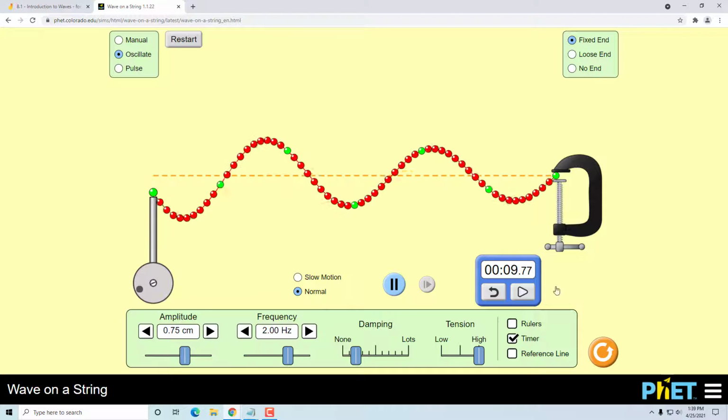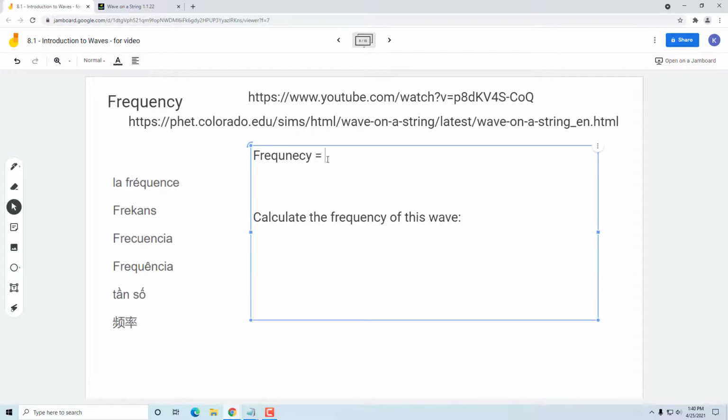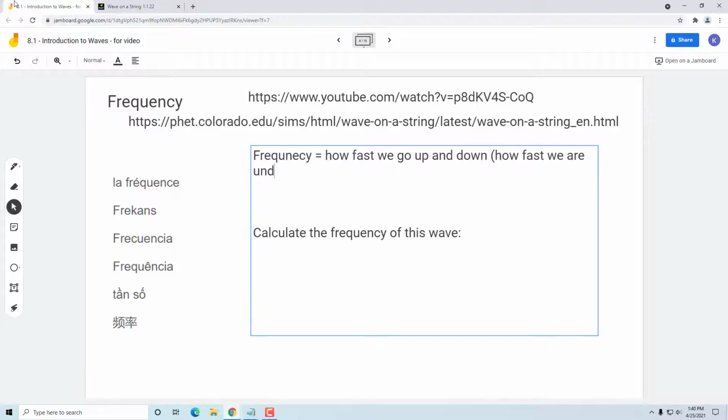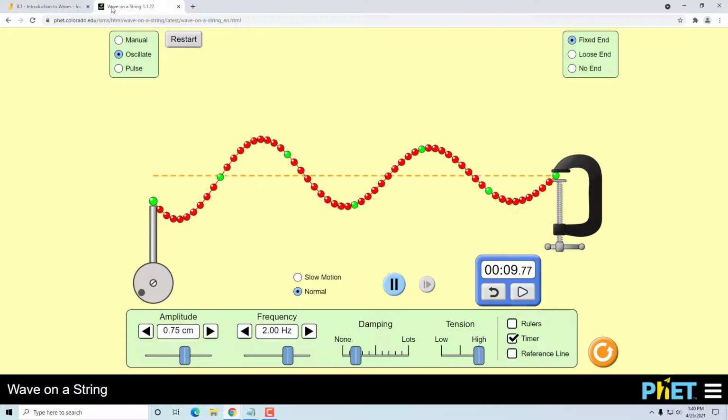So after about 10 seconds, frequency is how fast we go up and down. In this case, it's really how fast we are undulating. Well, if we go up and down 20 times in 10 seconds, then the frequency is going to be 20 divided by 10 seconds, which is 2. And it's 1 over seconds, which is a hertz. So the frequency here would be 2 hertz.